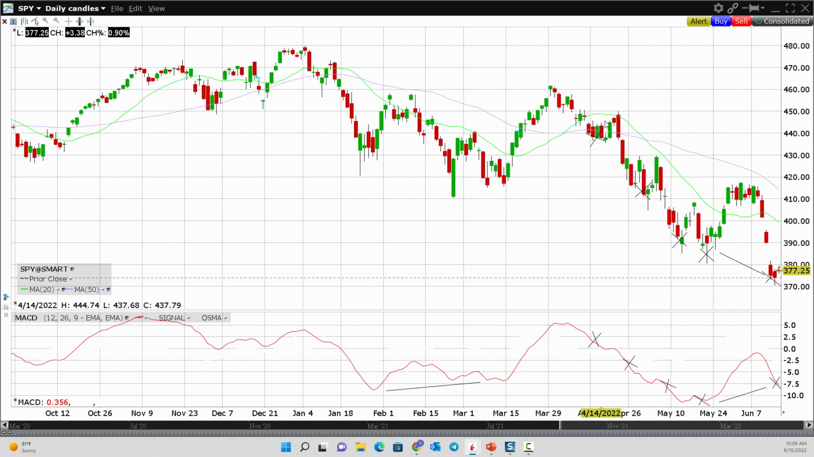Here it was sustainable. See how each time we bounced, each low made a lower low. It was confirmed by the indicator every step of the way. This one's not doing that. This one has clearly diverged. So here we went lower, there we went lower, here we went lower. That says the downtrend persists. The downtrend continues. Now it says, look out.